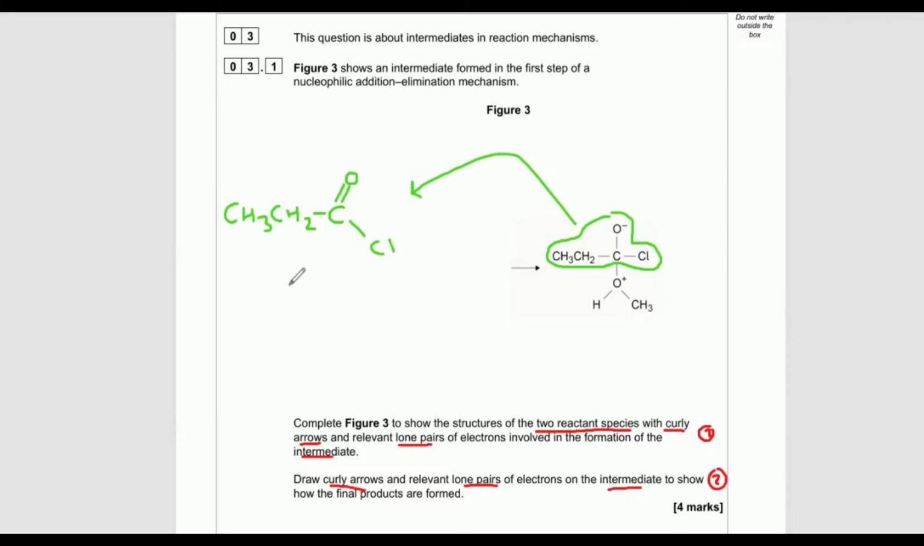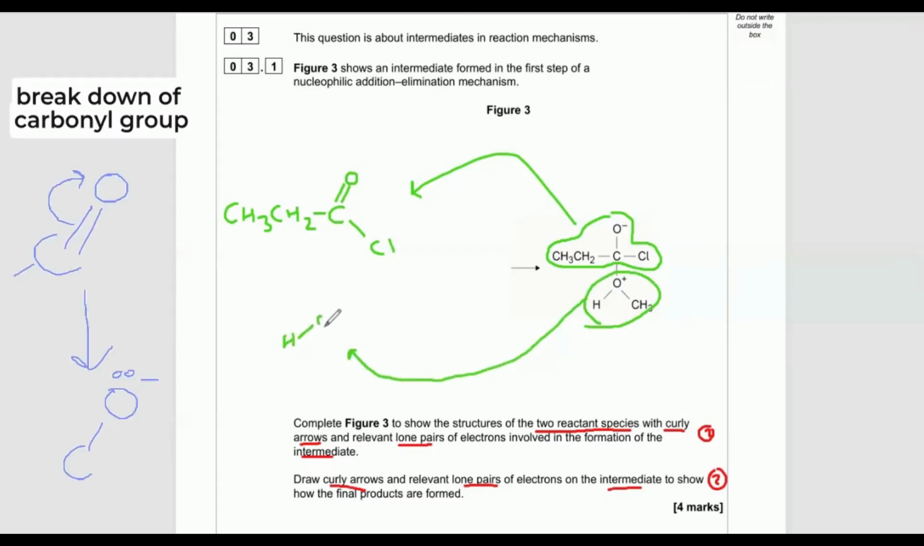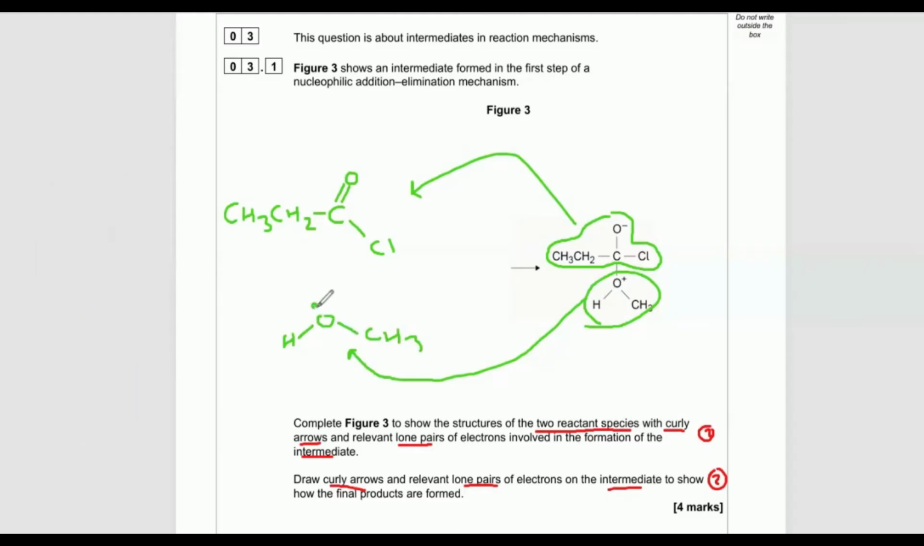How do we know that? We've got that single bond to the oxygen with a minus, so that's formed by the breakdown of the carbonyl bond, the C=O, and that leaves us with methanol over here. Now, how does methanol attack an acyl chloride?